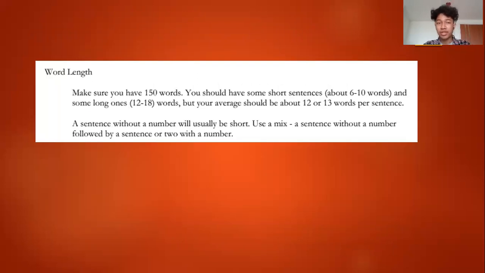The word length, 150, is the minimum. You should have some short sentences of about 6 to 10 words and some long ones of about 12 to 18 words. But your average should be about 12 or 13 words per sentence. A sentence without a number will usually be short, so use a mix: a sentence without a number followed by a sentence or two with a number.